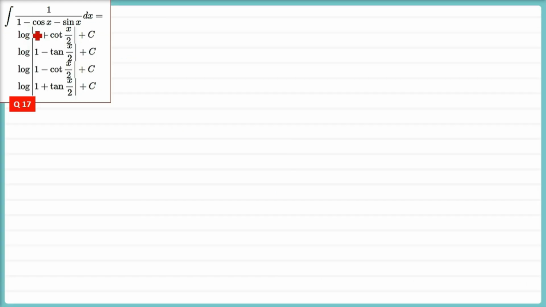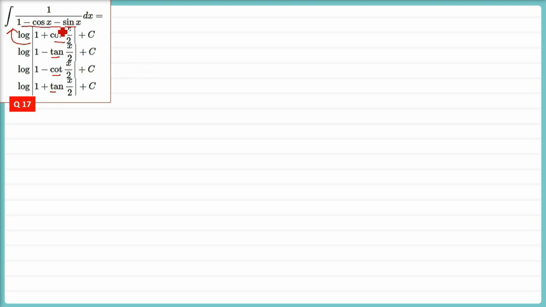Next one is 1 by 1 minus cos x minus sin x. Now what you see in the answer is either cot x by 2 or tan x by 2. That means you have to convert this cos x and sin x into tan x by 2 form. That is the default here. So 1 minus cos x minus sin x. In the previous question I told you these formulas for cos x and sin x, and they were presented to you also.